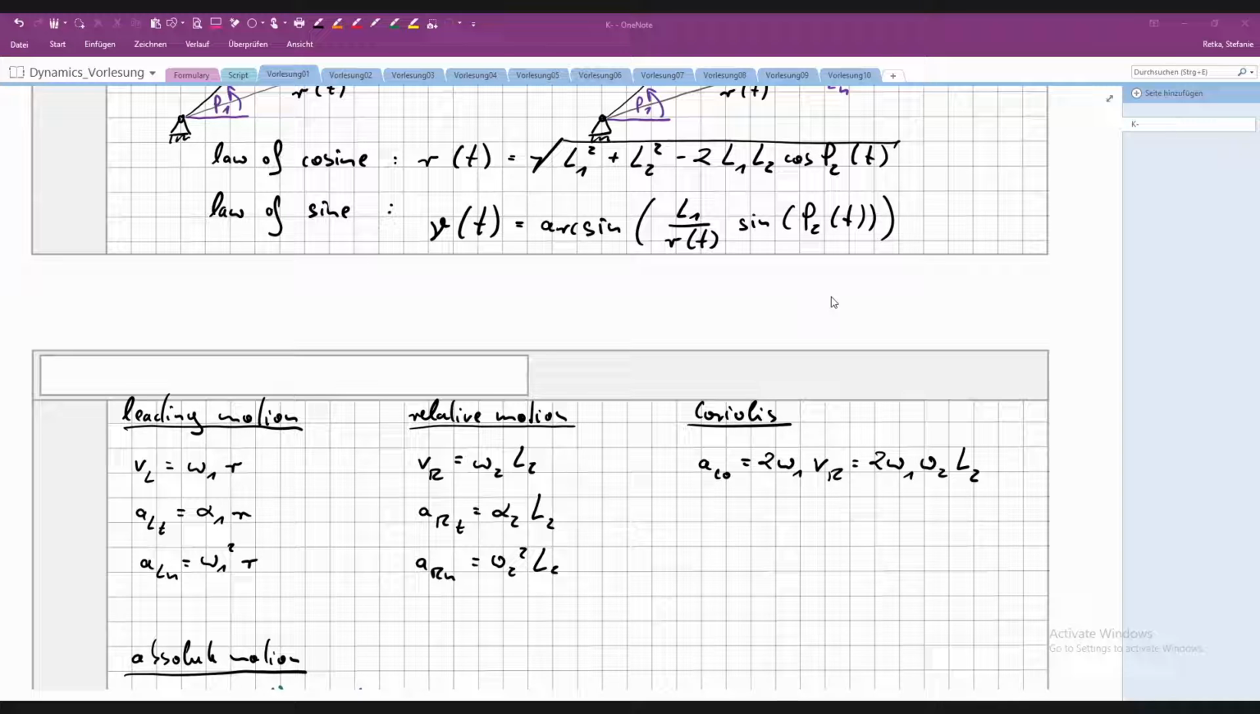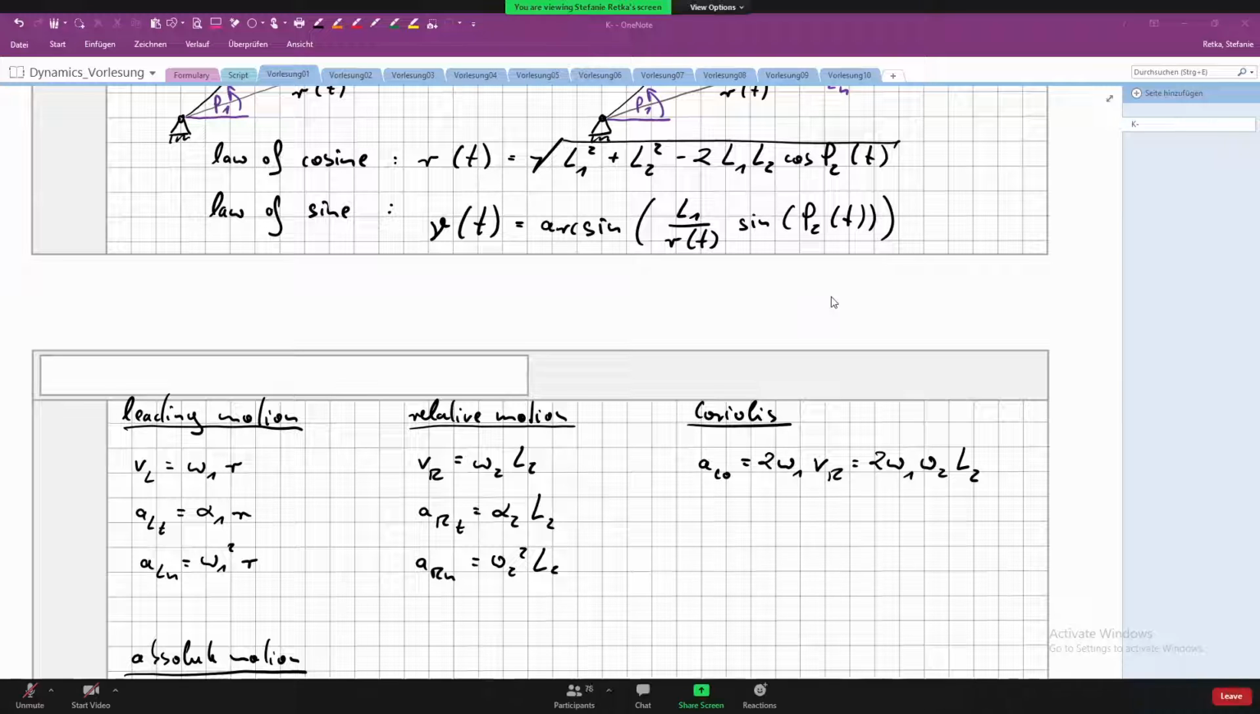Second step, deriving the equations without computing anything, simply deriving or stating equations for every vector that we drew in our diagram. And then the last step is building the absolute acceleration and absolute velocity.